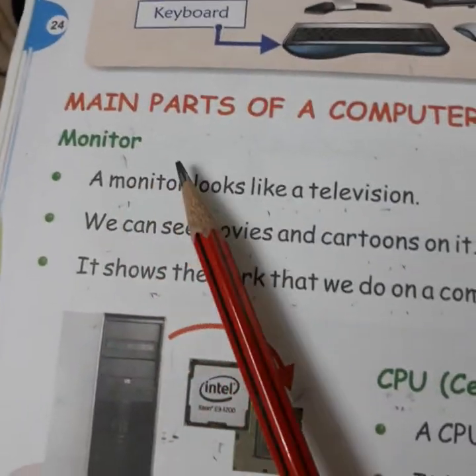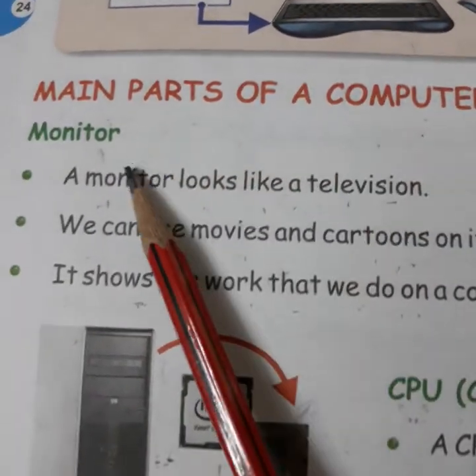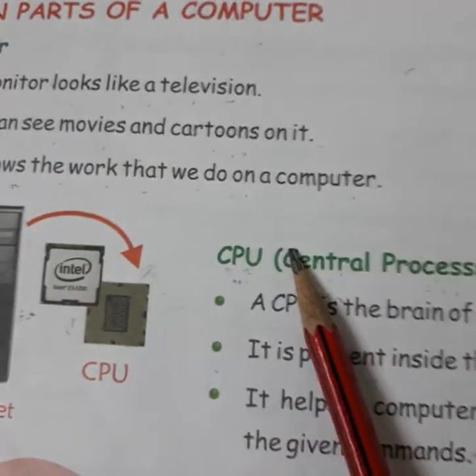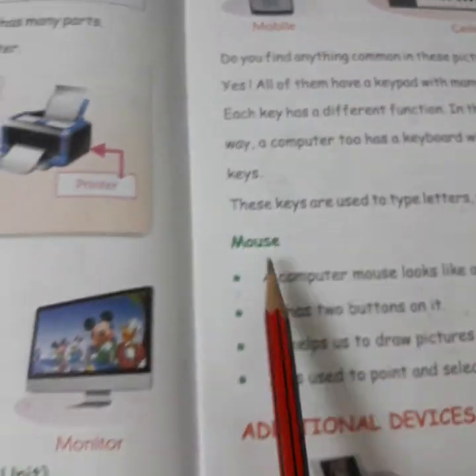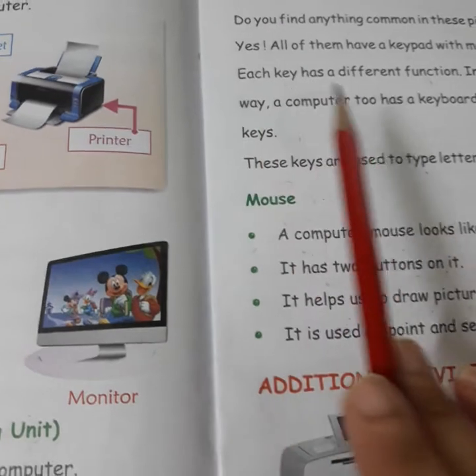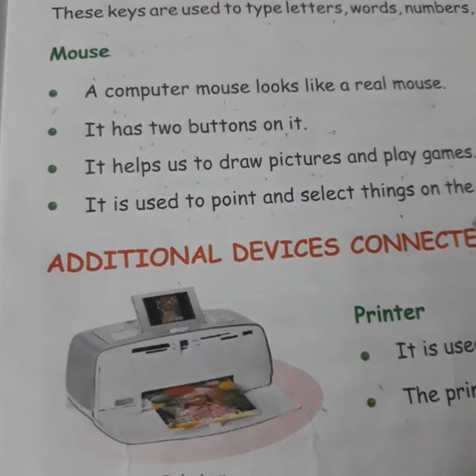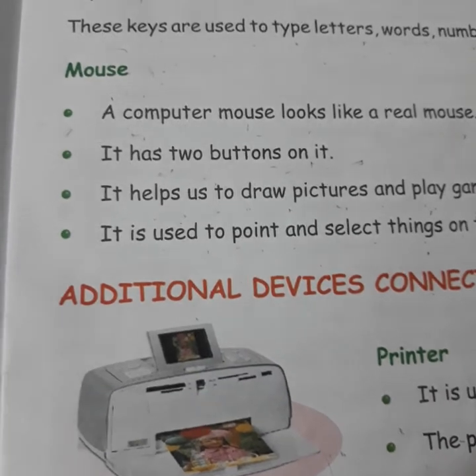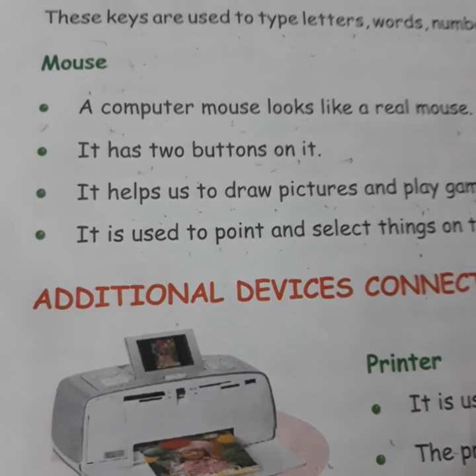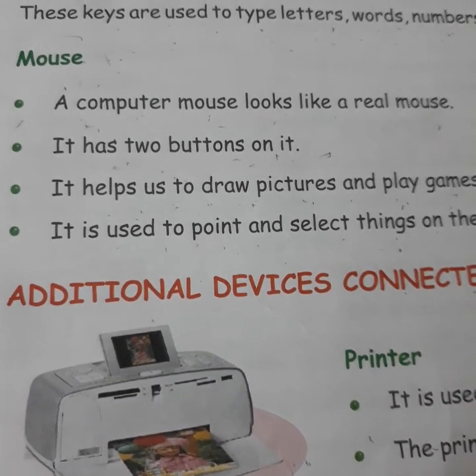So let's again read about all the parts of a computer. These are the main parts of a computer: monitor, CPU, keyboard, mouse. These four are the main parts of a computer. There are other parts of a computer which can be connected to the computer. These are called additional devices, and we will discuss these devices in the next class.